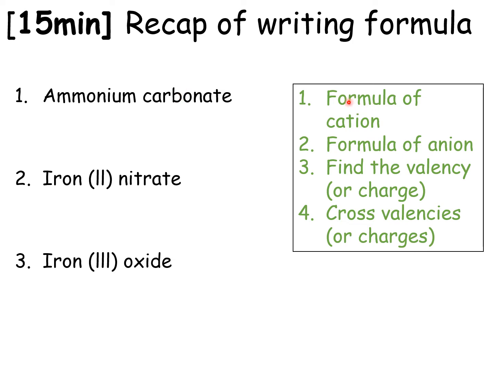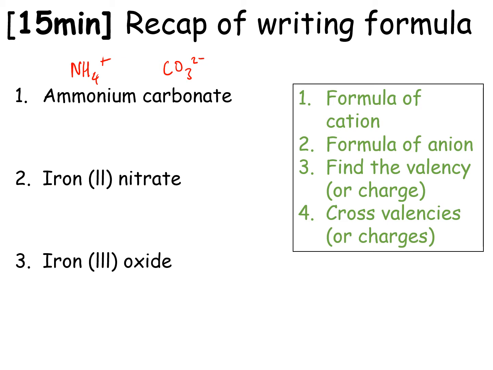Now, first we need to find the formula of the cation. With the formulas, you either need to look in the periodic table, or if it's a molecular ion, you need to know it out of your head. This is a molecular ion, so I know that this is NH4 plus. That's the formula of the cation. Then you need to find out the formula of the anion, and that's carbonate, a molecular ion. You can't look in the periodic table for that. It's CO3 2 minus. You need to know that out of your head.